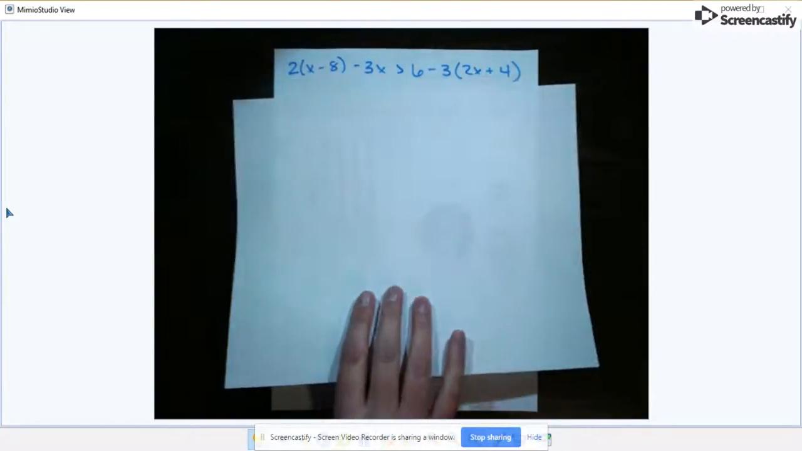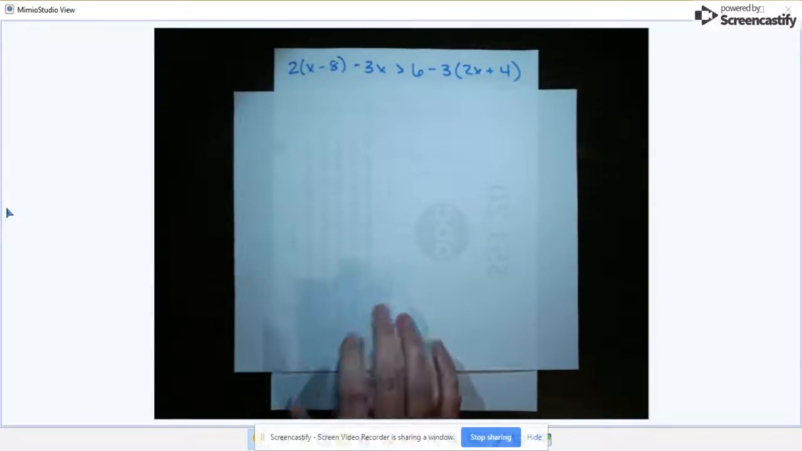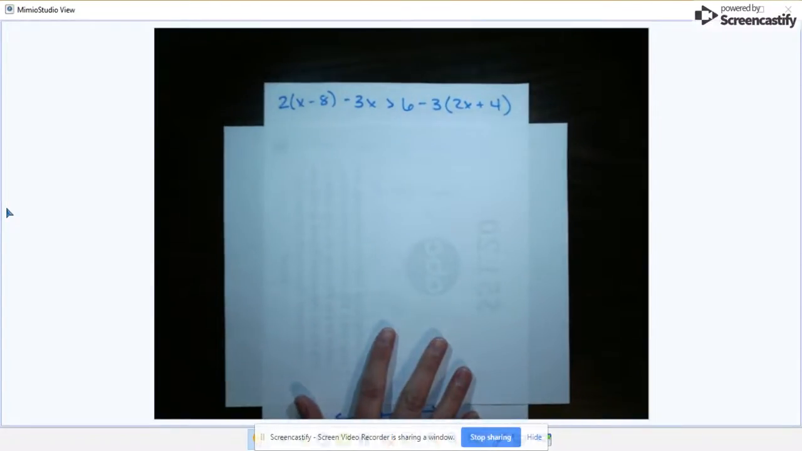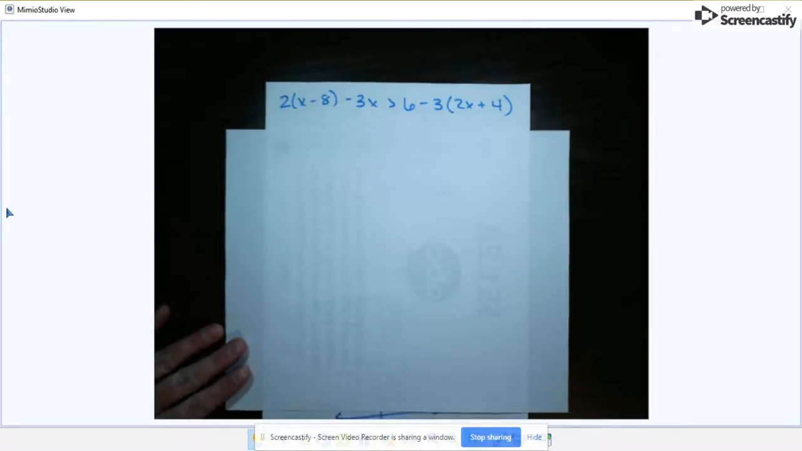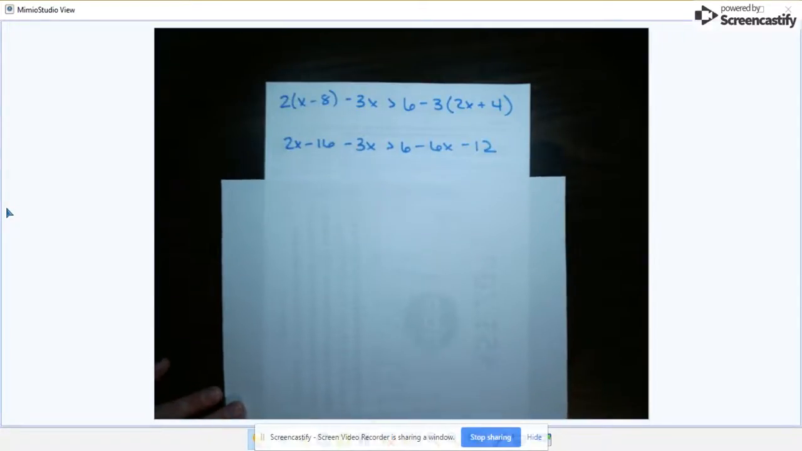Here's one that looks a little more complicated. It just has a few more steps. We're going to start by distributing on both sides. So on the left side, we get a 2x minus 16. We still have that minus 3x. The right side is 6 minus 6x minus 12.